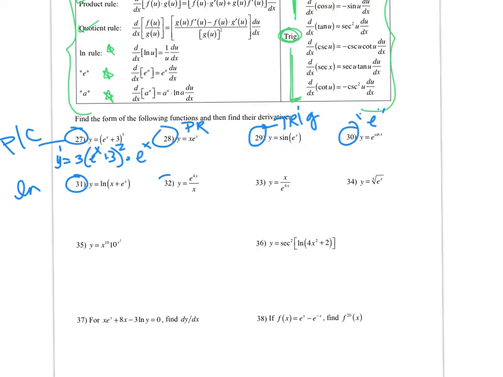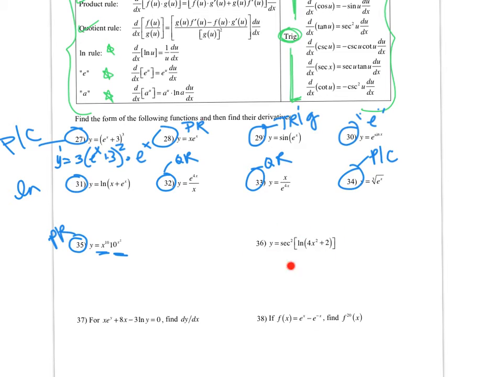Looks like we have a quotient rule right here. Another quotient rule. Another power chain, because it's all being raised to the 1/3 power. Looks like a product rule. X to the 10 is being multiplied, product rule. X to the 10 is being multiplied by 10 to the x squared.